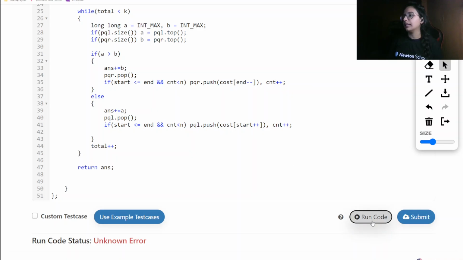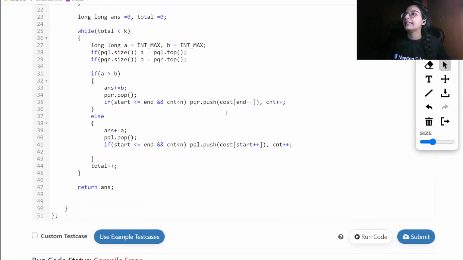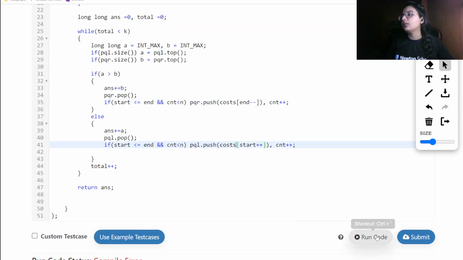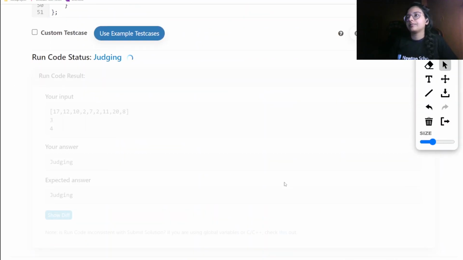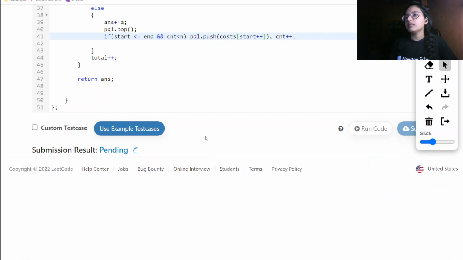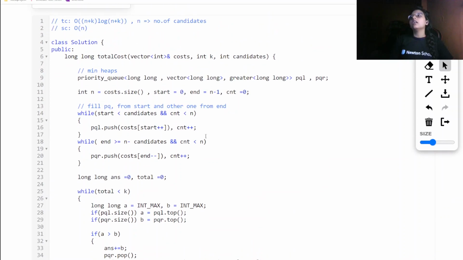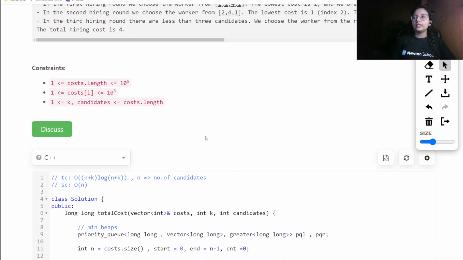Okay, let us run the code. File error. Oh, it's 935 costs, not cost. It was unable to get the array. So that's why. So here, yes, it got accepted. So yeah, this was all for this particular question.